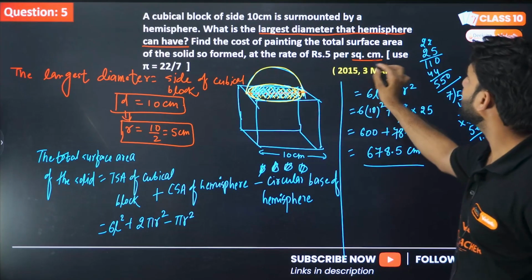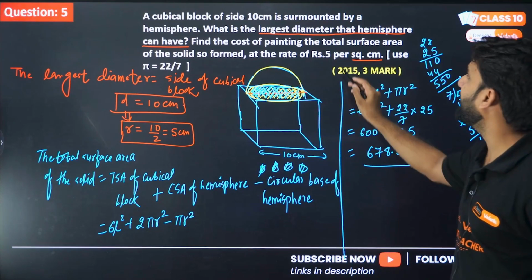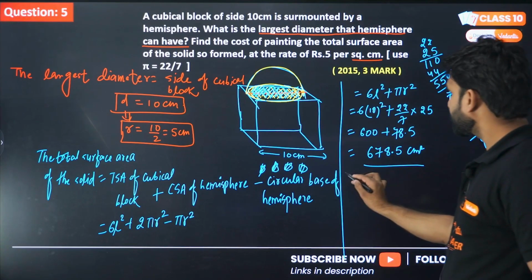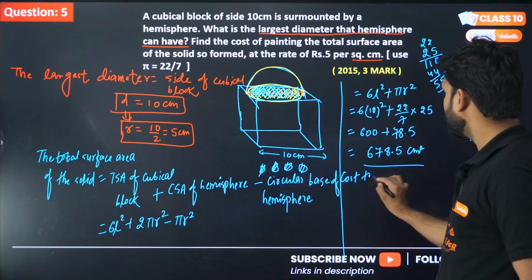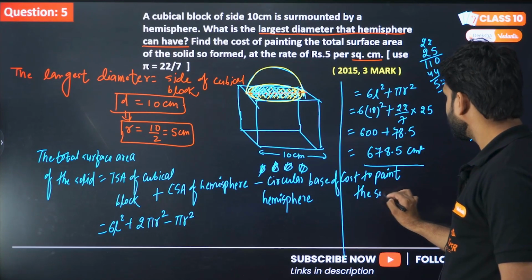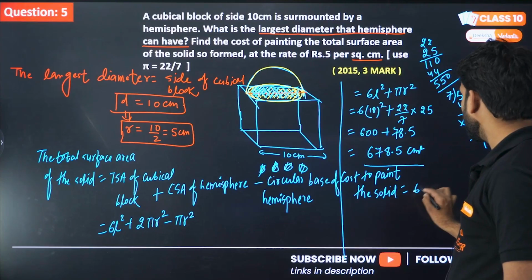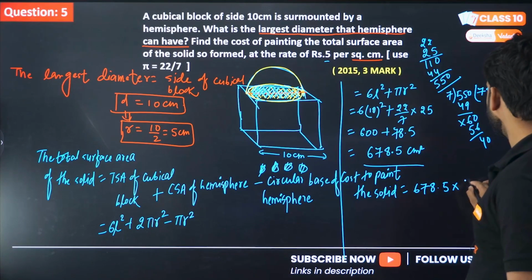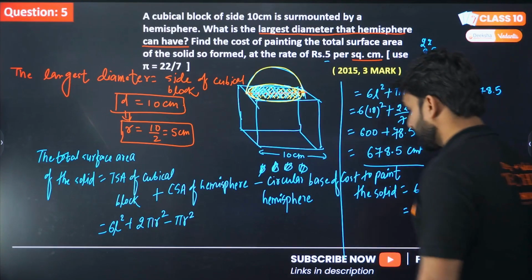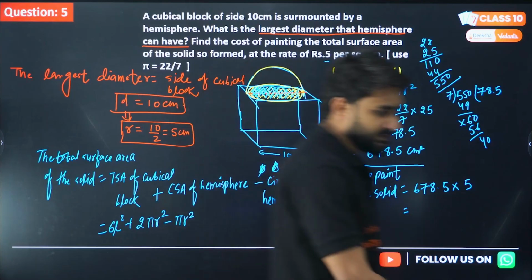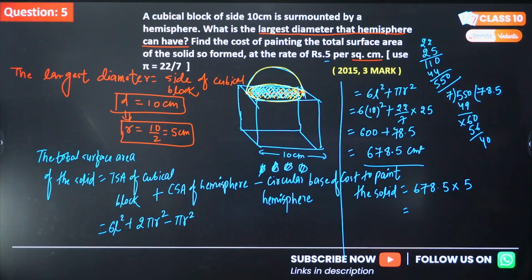But the question is asking to find the costing for the painting, and the cost is 5 rupees per centimeter square, means the cost to paint the 1 centimeter square is rupees 5, but the total area is here. So cost to paint the solid will be 678.5 into this value. Now solve this question. What will be the result? I am waiting for your answer. What will be the result? Because here is multiplication, so we cannot skip it. We have to do it.